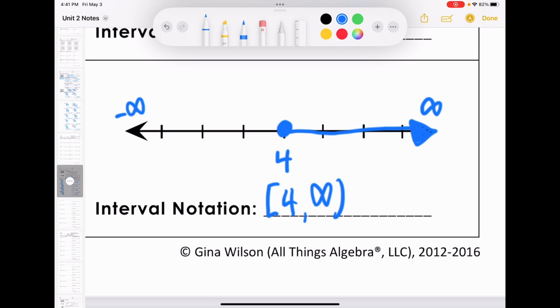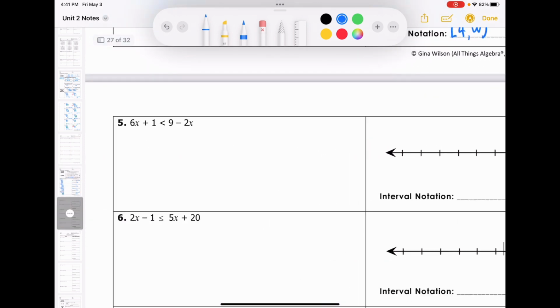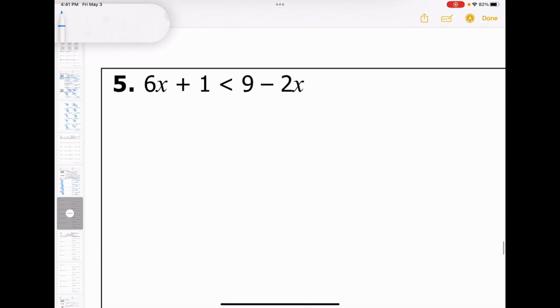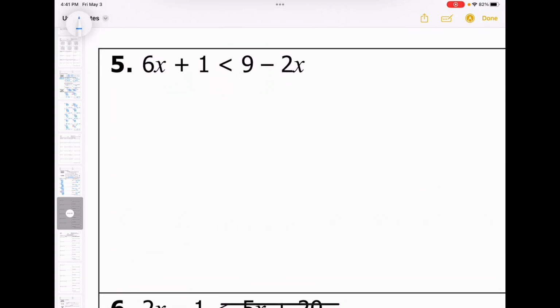All right, let's move to the back. So now we're looking at examples where we have variables on both sides. We've already learned how to solve equations like this, so we're going to do pretty much the same thing. Remember, you want all your variables on the left side and all of your regular numbers on the right side. So my first thing, I need to move this negative 2x to the left side with the 6x. So to do that, I'm going to add 2x to both sides.